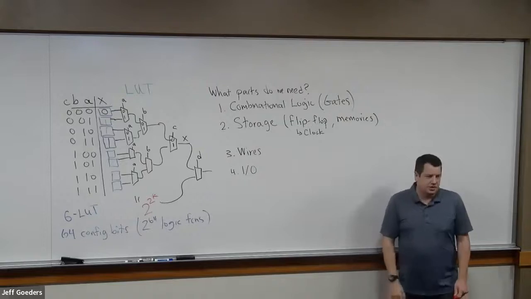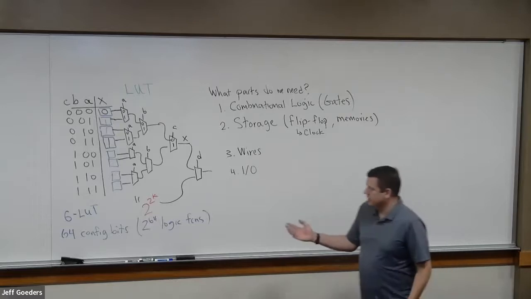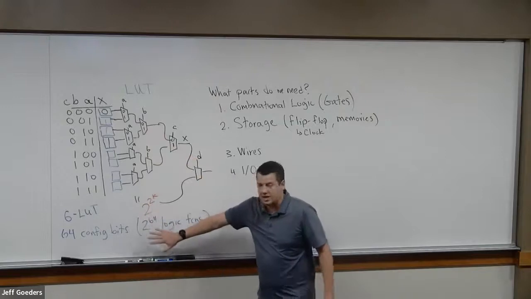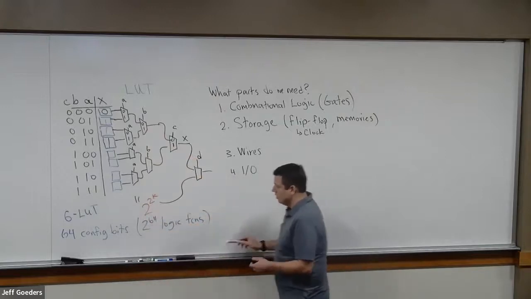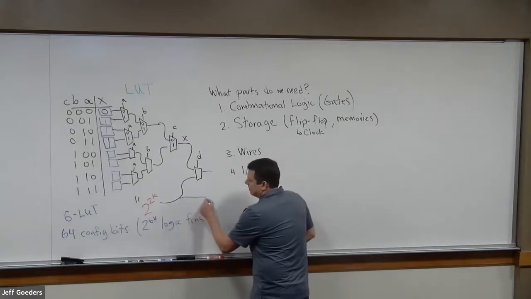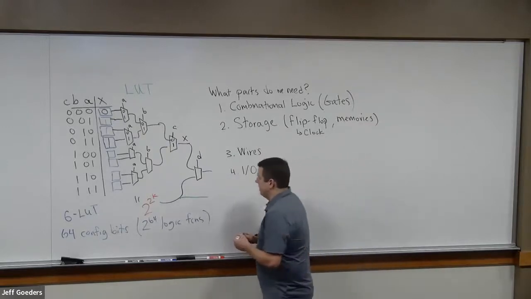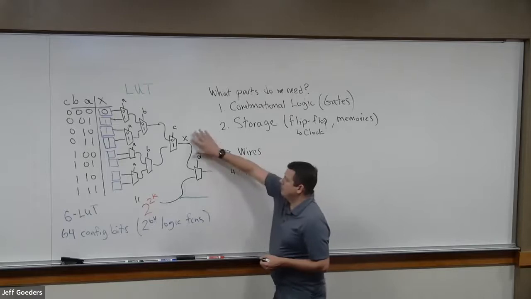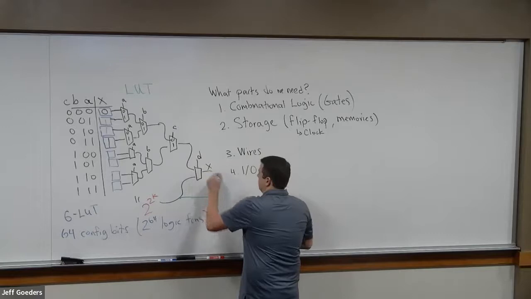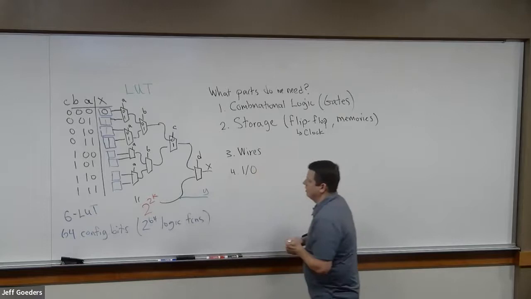So questions? One neat thing you can do though: let's say I have a 4 LUT here, so I have this and then this again down below. One neat little trick is I could just tap off of here, and if I tap off of there, I could get another output. If you want to call this output X, I could make this one Y.